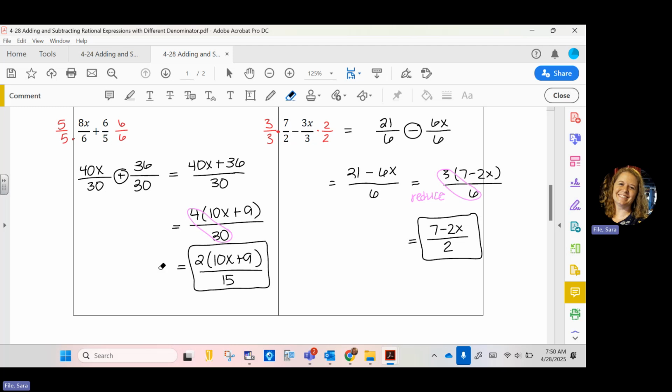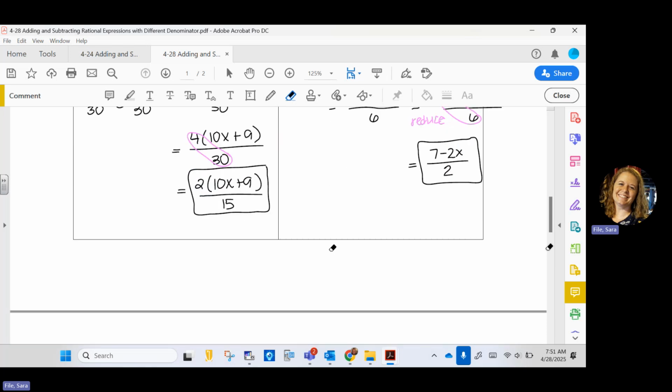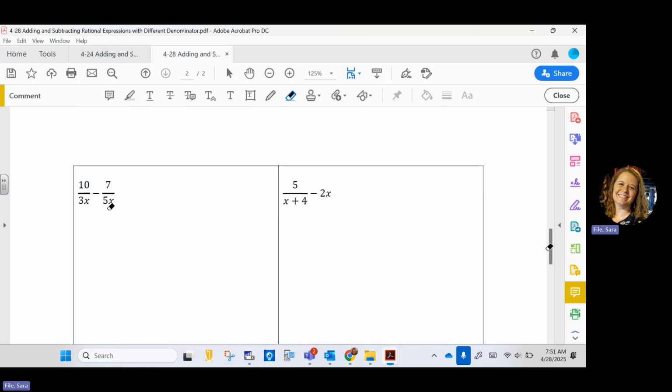So far, so good? Okay, so that's with basic numbers as your denominators. We were getting the denominators that were just numbers to be common. Now, if you look at the back, these get a little more complex. What if our denominators have some variables now?